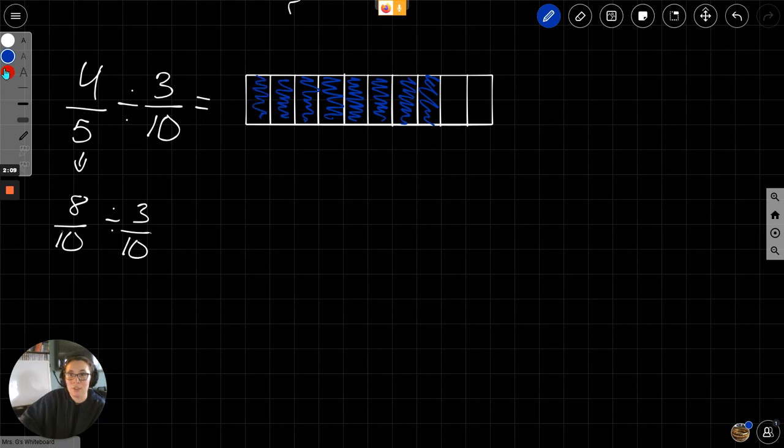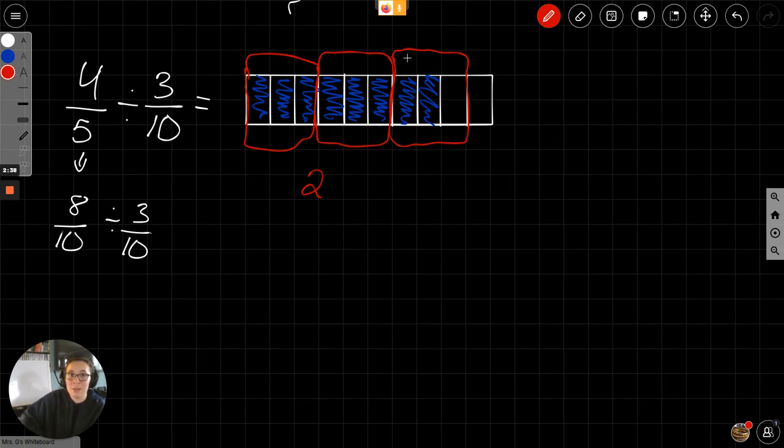I'm still going to chunk up 3/10. So 3, 1, 2. Now, what's left over? Well, if I was getting an extra 3/8 here, I would have that. So I have 2 whole chunks, and 1 chunk that is only part.